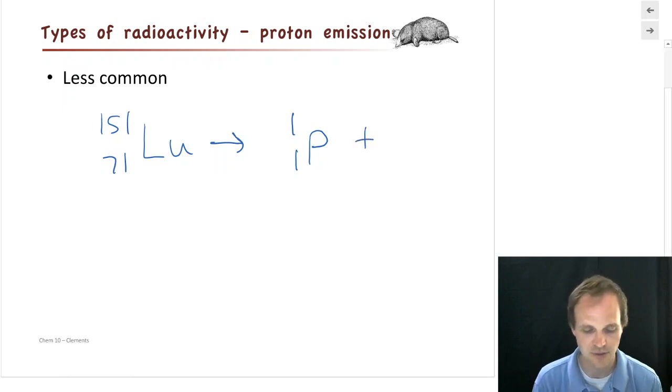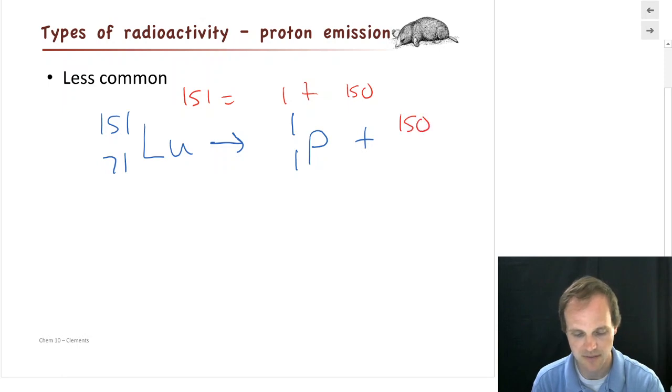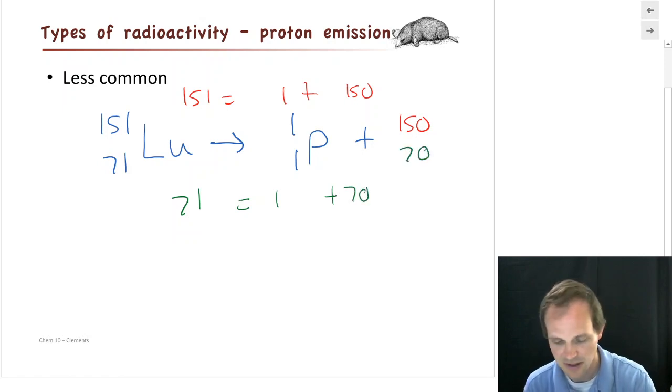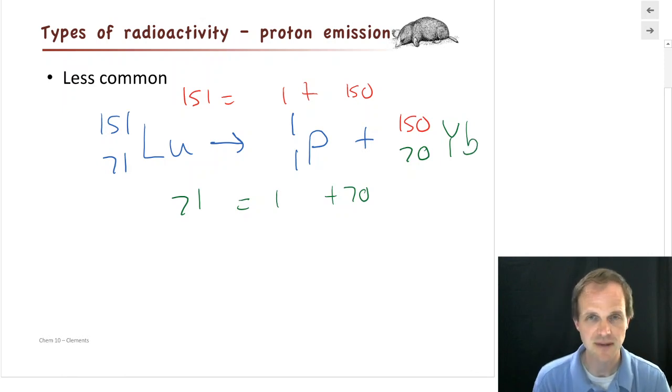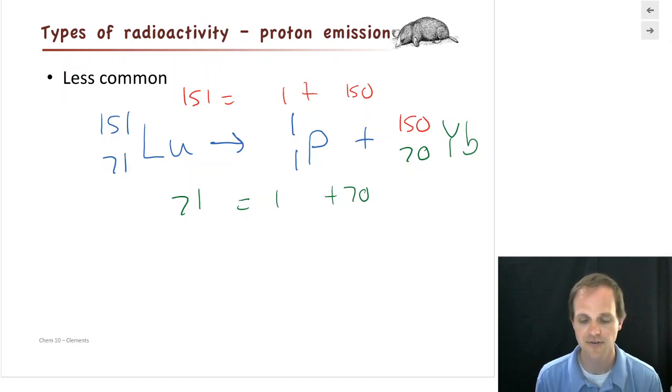Then what's left over? 151 is equal to 1 plus 150, and so we can put 150 here as our mass number. And then 71 is equal to 1 plus 70, and so we can put 70 here as our atomic number. And that's one of my favorite elements just because it's a funny name, ytterbium. So lutetium 151 undergoes proton emission to form ytterbium 150.